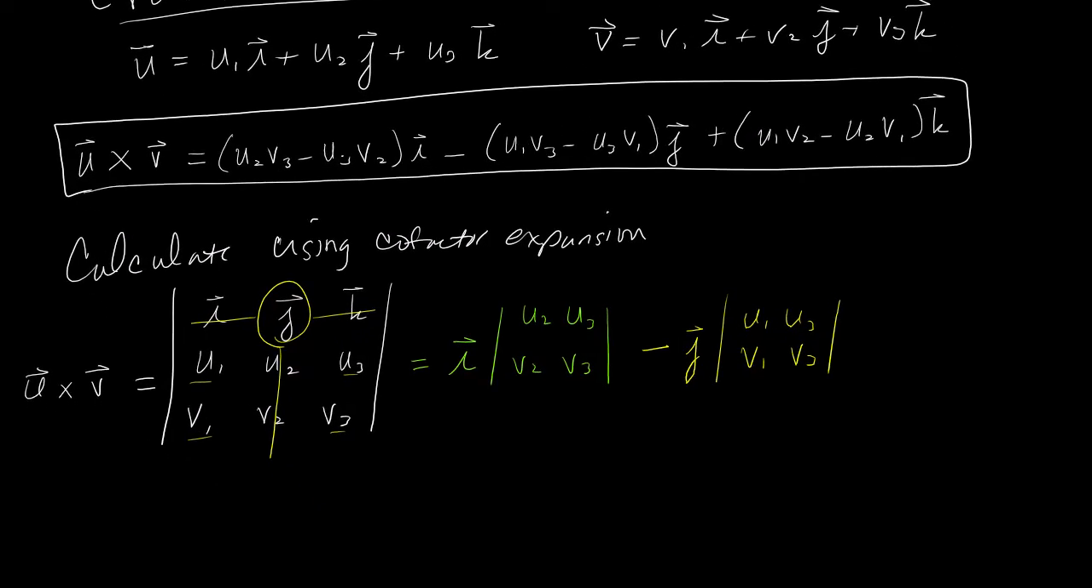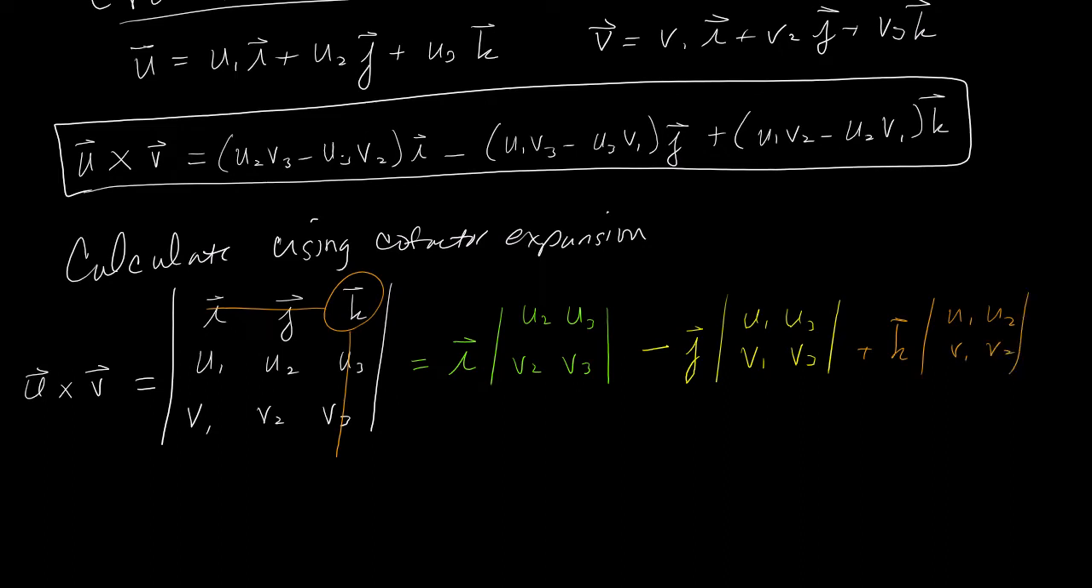Finally, we'll do the same thing with k. We'll expand on k. We ignore the row and the column that k is in. So this is plus k times the determinant of u1, u2, v1, v2.